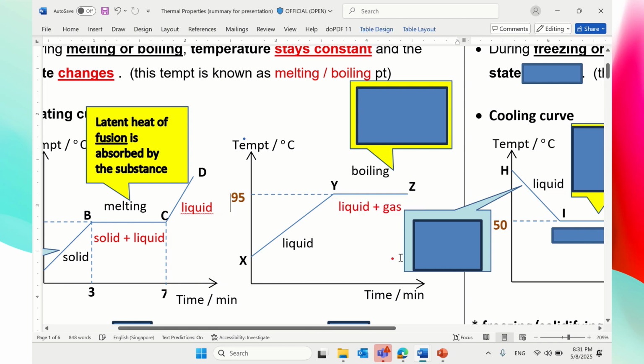And of course, when boiling occurs, it starts to form gas. So during this boiling process, the two states that appear are liquid and gas. Normally, you also see steam appearing at the same time. So it's liquid and gas.